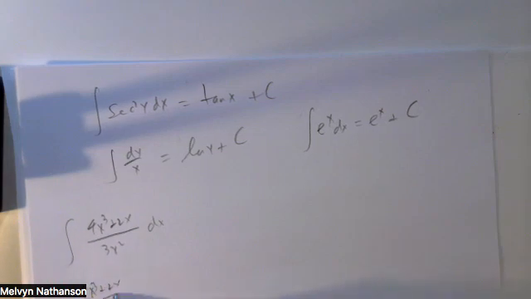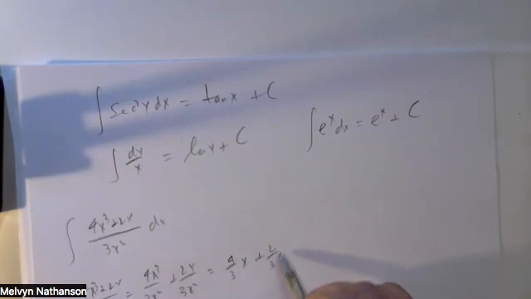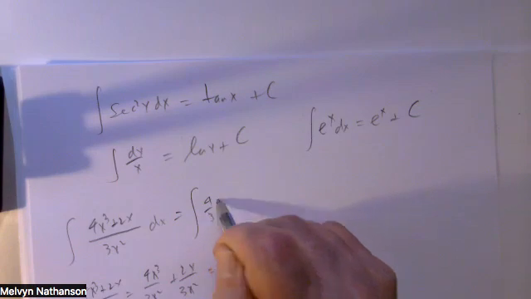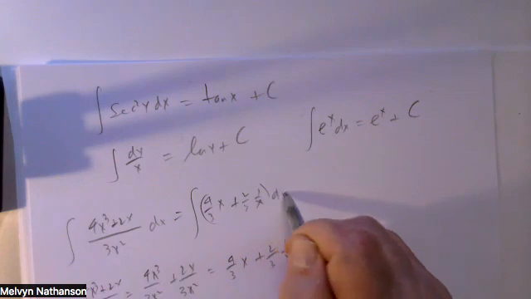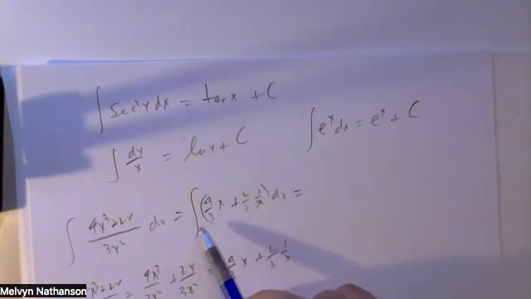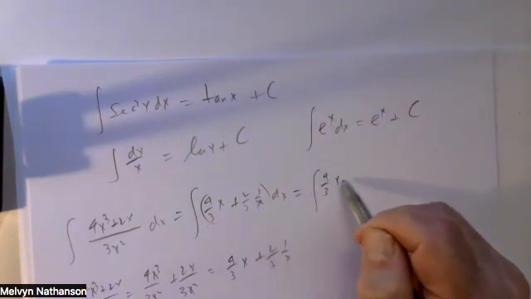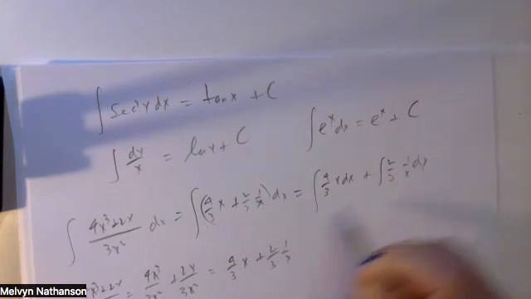(4x cubed plus 2x) over 3x squared, just by fractions, is 4x cubed over 3x squared plus 2x over 3x squared. That's 4/3 x plus 2/3 times 1 over x. Aha. So this is the integral of 4/3 x plus 2/3 times 1 over x. So using the fact that the integral of the sum of two functions is the sum of the integrals, this is the integral of 4/3 x dx plus the integral of 2/3 times 1 over x dx.